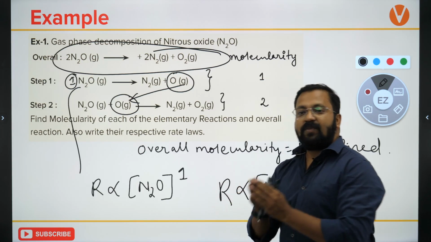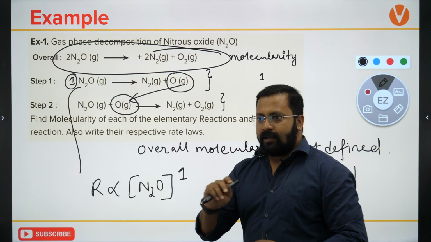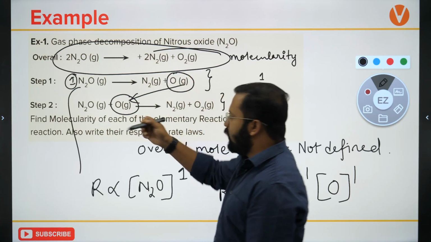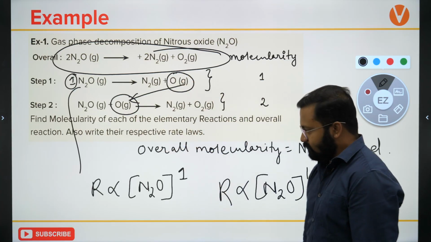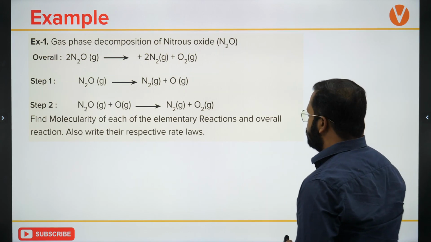मतलब reactant की तरफ में भी वो नहीं दिखेगा, product की तरफ में भी वो नहीं दिखेगा, ठीक है? So ये oxygen will turn out to be the intermediate. Clear? So with this, let's look at the solution.